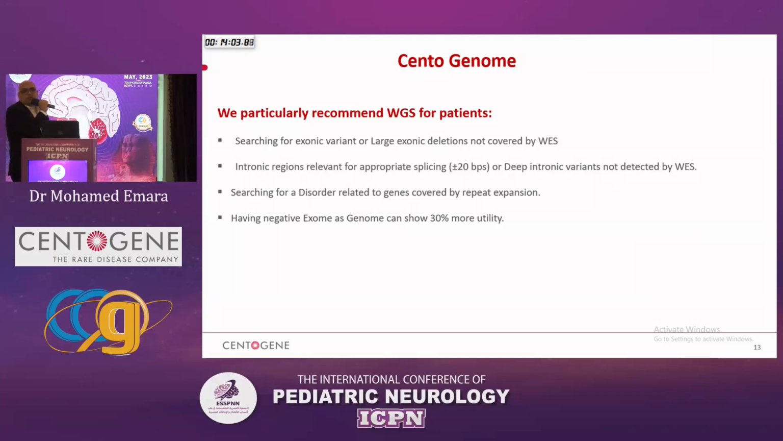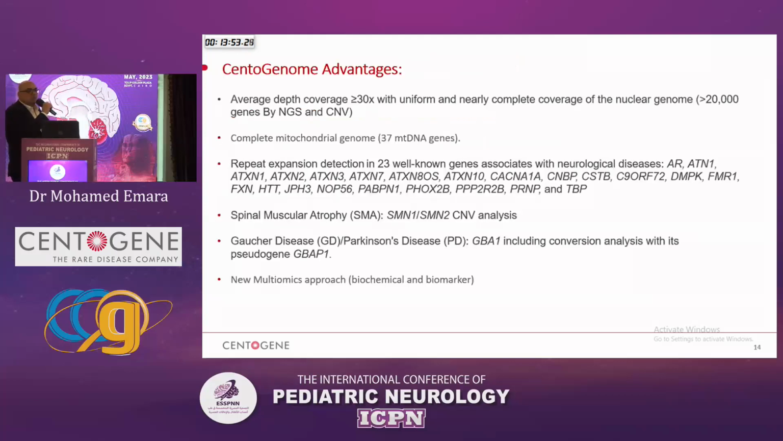So if we have like 3 cases where whole exome is negative, out of those 3 cases we can have 1 positive case if they go for whole genome. As I told you, the new whole genome now is not only covering the NGS and copy number variants for the exonic and intronic regions of the more than 20,000 genes.